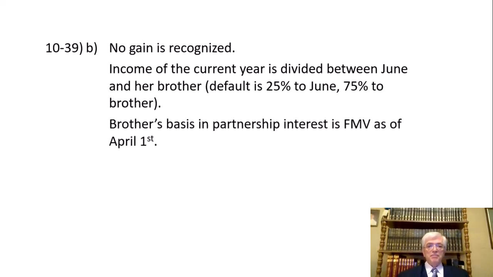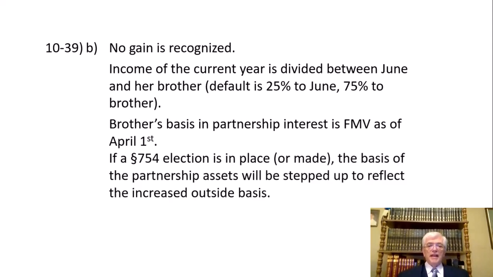Brother's basis in the partnership interest will be its fair market value as of April 1st, the date June died. It's the same as with any inherited asset. Basis equals fair market value at date of death. If the 754 election is in place or is made, then the basis of the partnership assets will be stepped up to reflect the increase in the brother's outside basis.